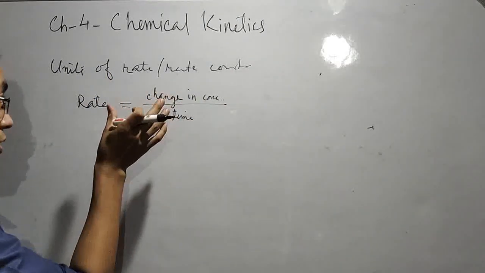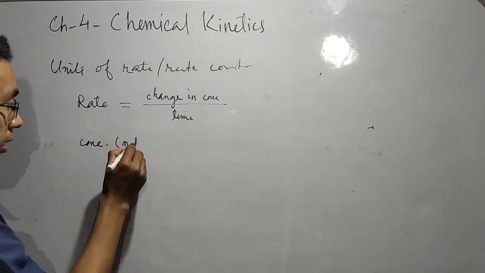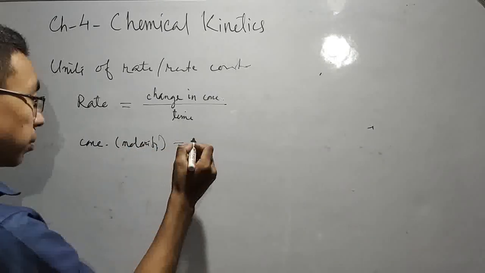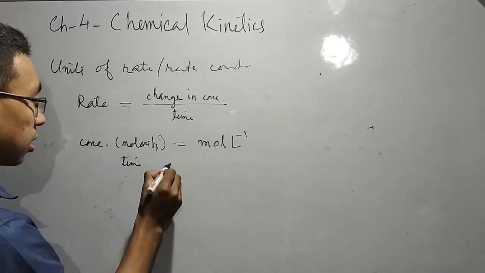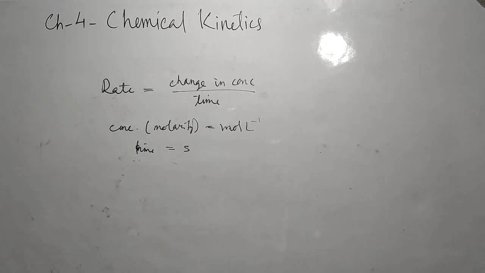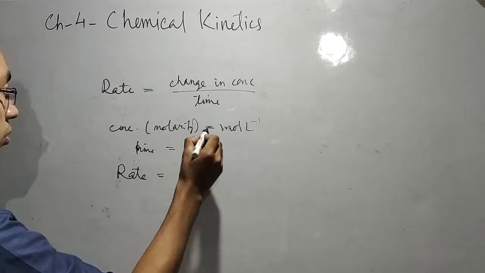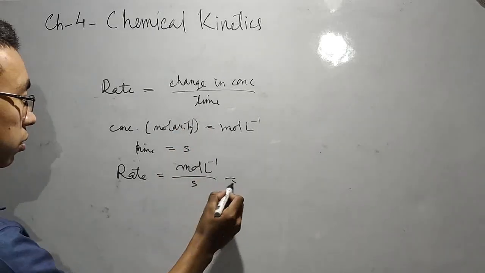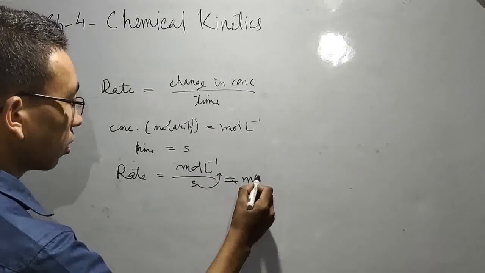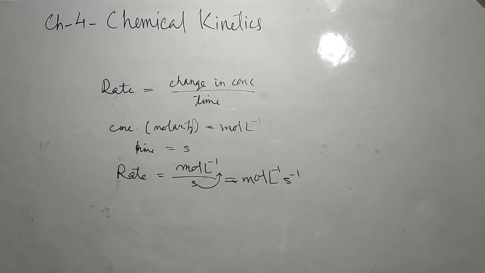Now the concentration is in terms of molarity, so it will be mole liter inverse, and the time unit is second. So rate will be change in concentration, mole liter inverse, divided by time, second. If you bring the second up, it will be mole liter inverse second inverse. Now next is to find out the unit of rate constant.